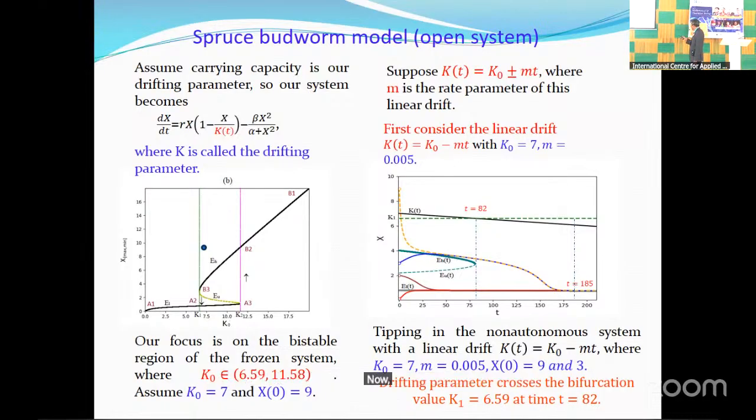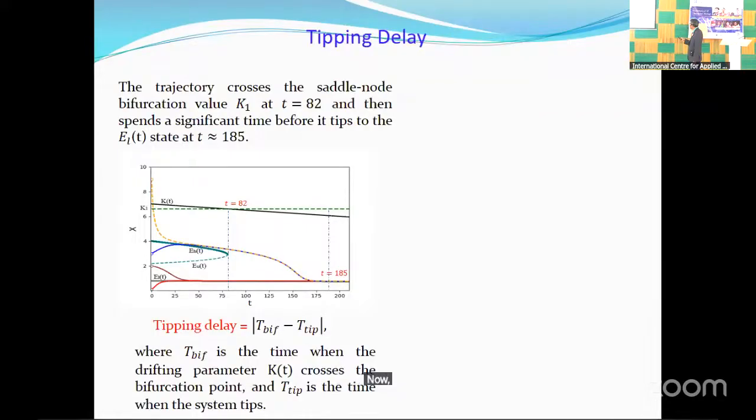Now look at this figure. t equal to 82 is the time where the drifting parameter crosses the bifurcation value, and t equal to 185 is the time where the solution reaches the lower equilibrium value.